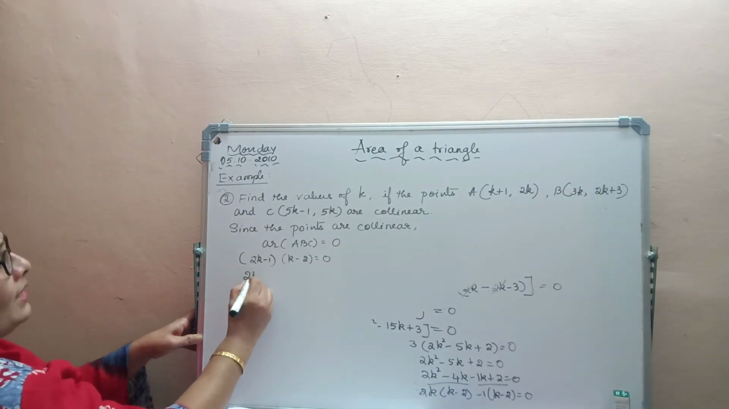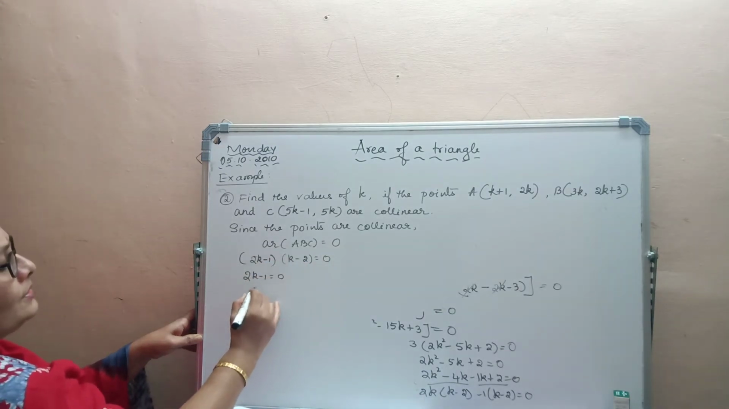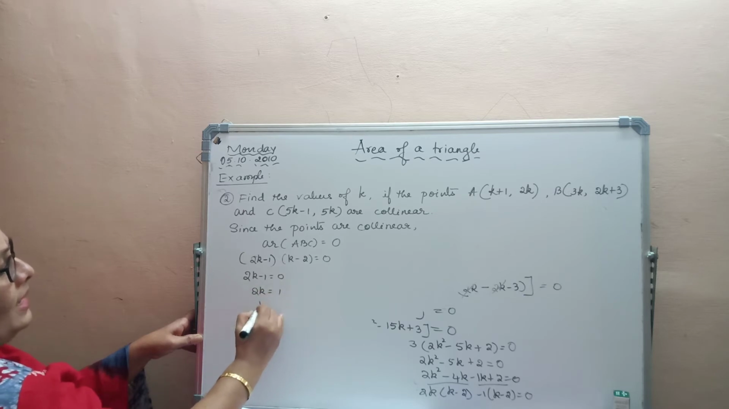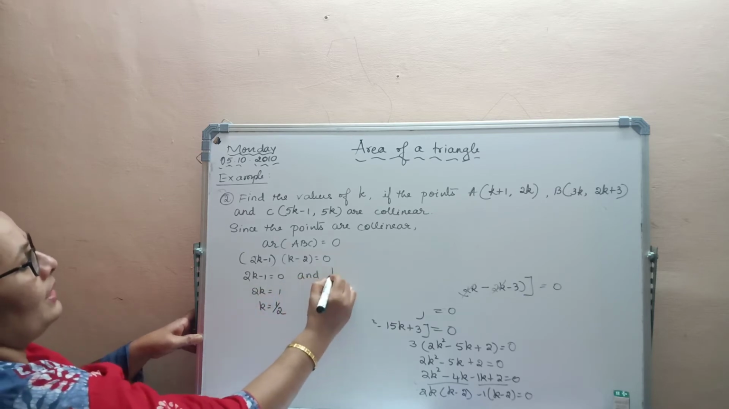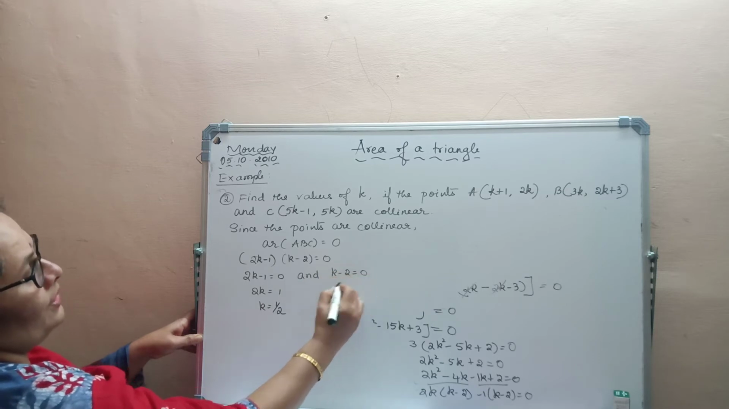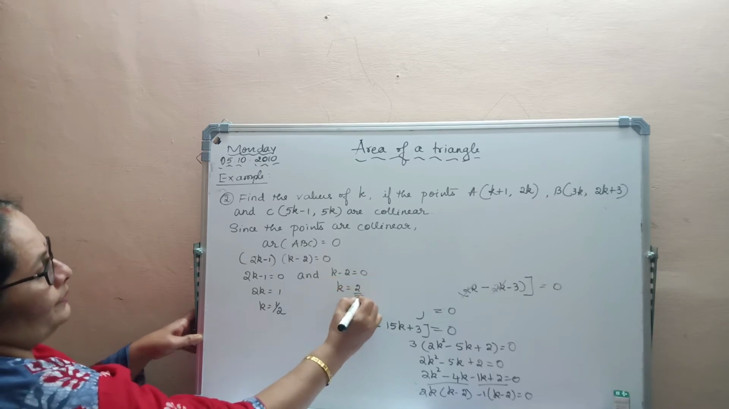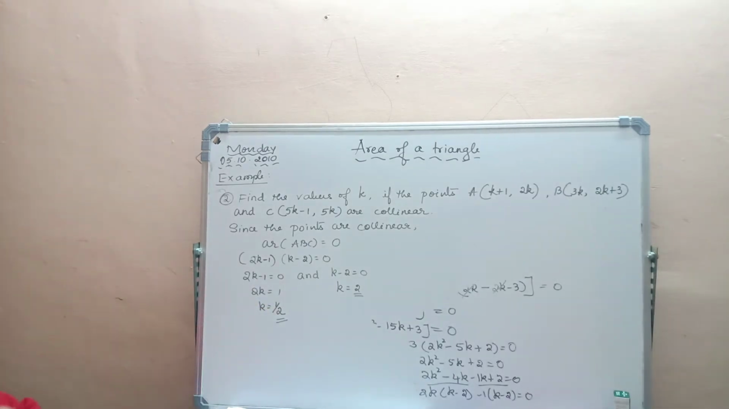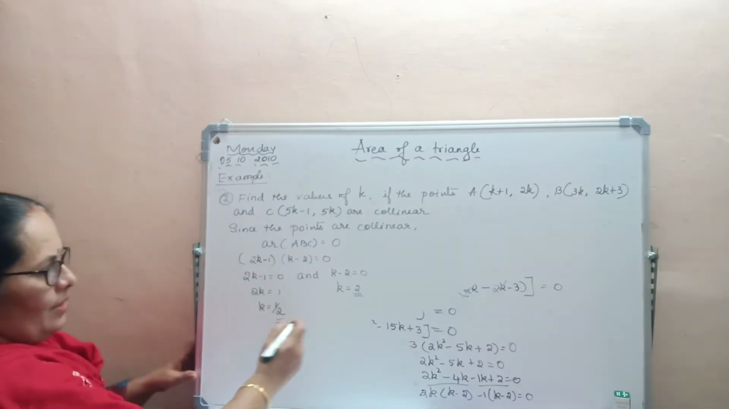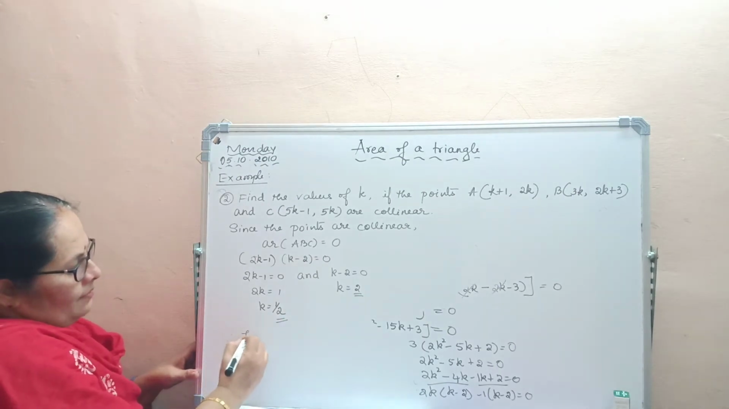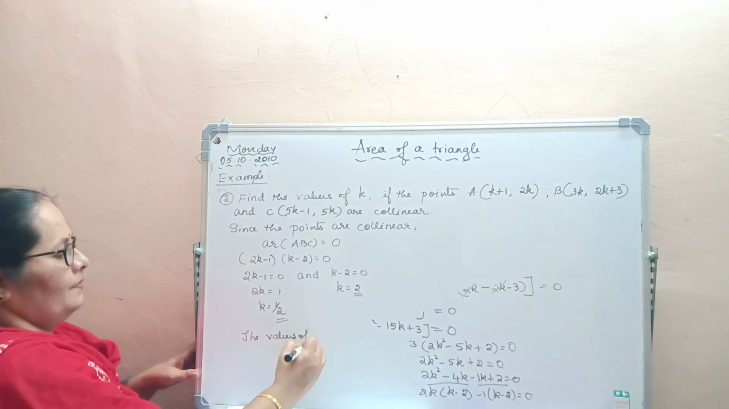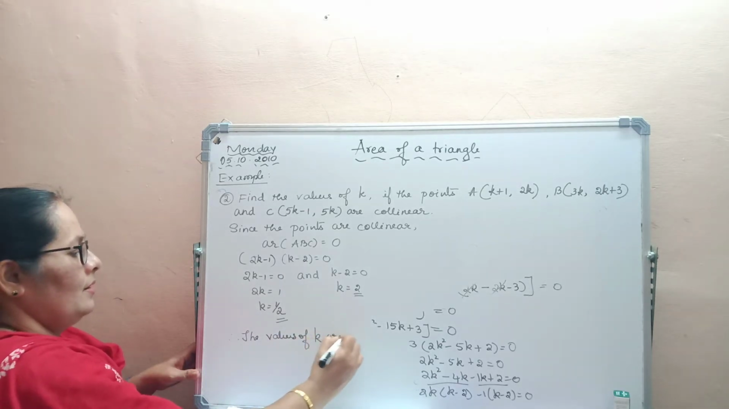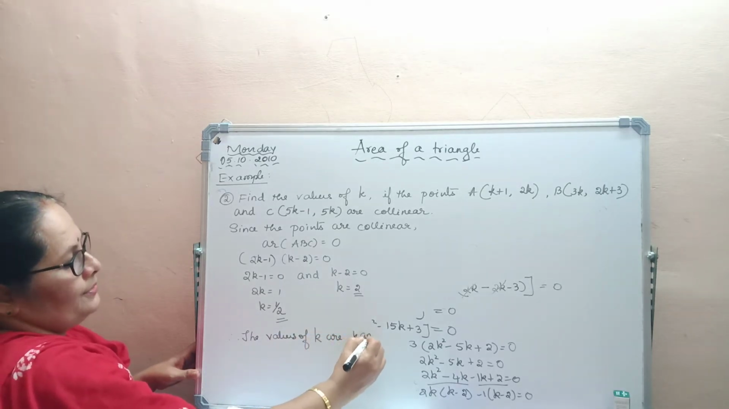So 2k minus 1 is equal to 0, so 2k equals 1, k equals 1 by 2. And k minus 2 equals 0, k equals 2. Therefore, the values of k are 1 by 2 and 2.